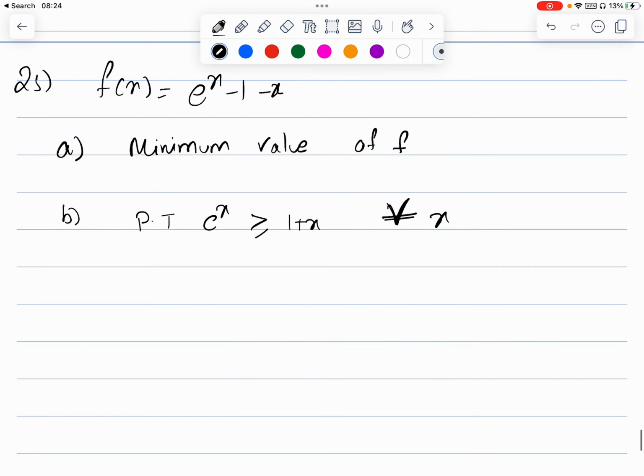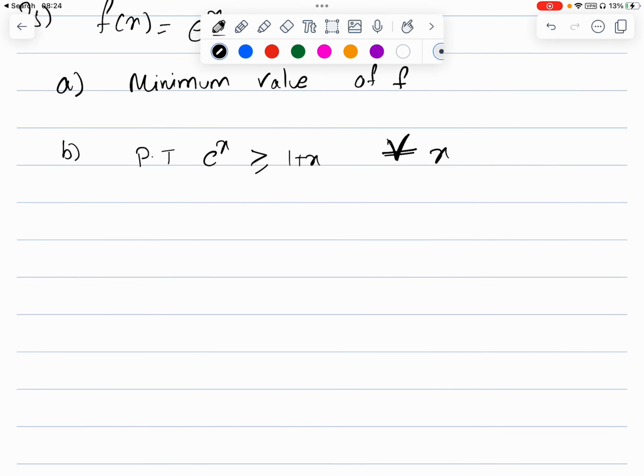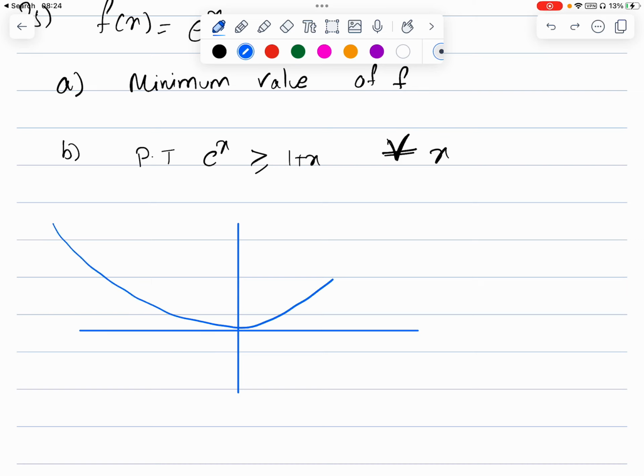What am I going to do for that? I am going to draw the graph for this. When I use a GDC to draw the graph, it comes this way. So you can see that the minimum value is always at x equals 0. So the minimum of f is equal to 0.